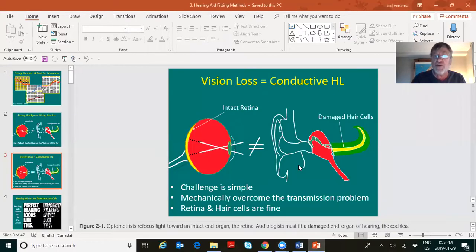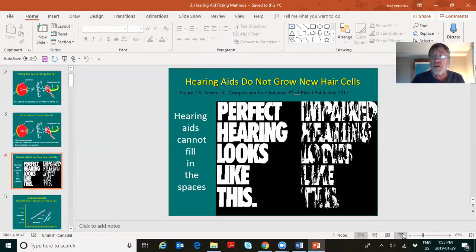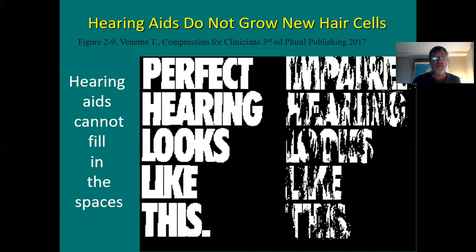Let's keep examining. Go back to our good old PowerPoint here, and looky. So you got this situation here. Perfect hearing may look like this. Impaired hearing may look like that, and that's why you have a plurality of fitting methods.